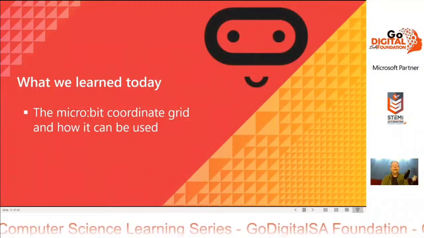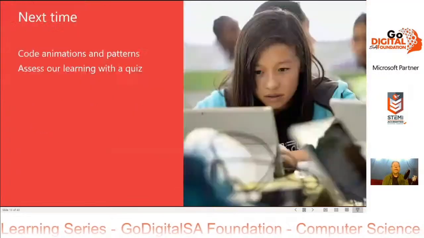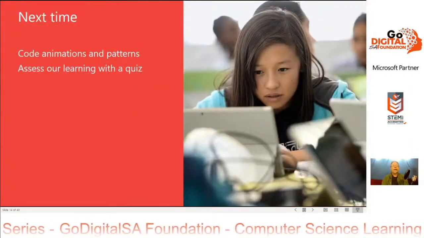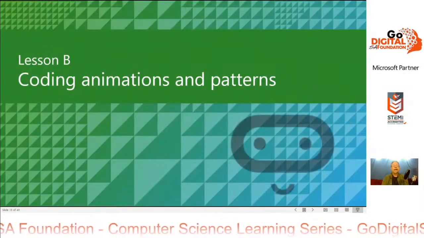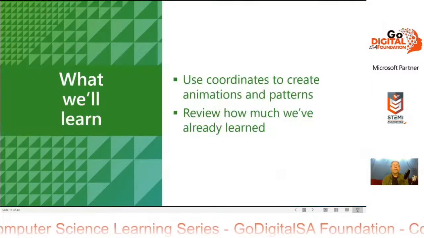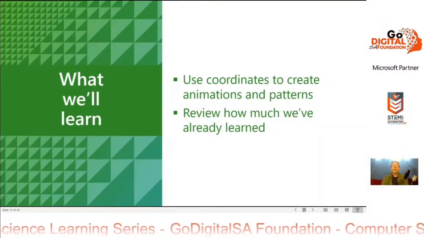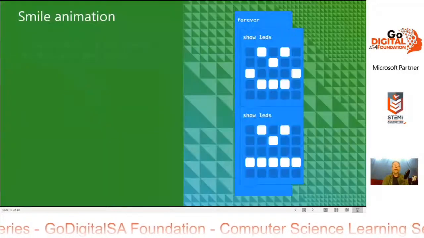Okay, so what we learned today: the microbit coordinate grid and how it can be used. The next time, we'll code animations and patterns and assess our learning with a quiz. Okay, so that's Lesson B, coding animations and patterns. And what we'll learn: we'll use coordinates to create animations and patterns and review how much we've already learned.